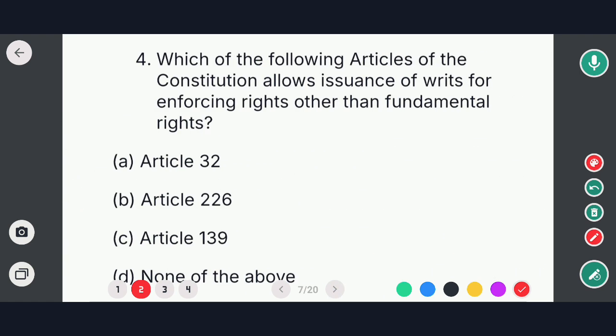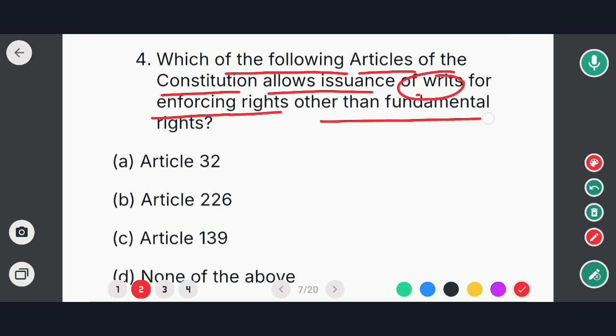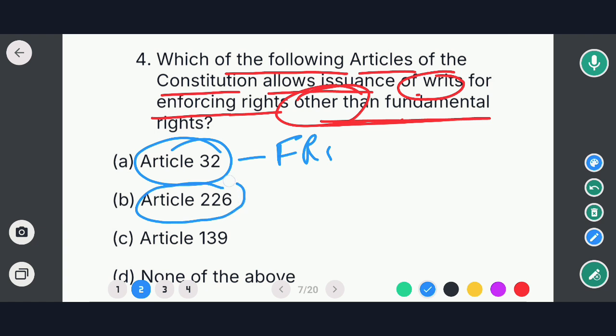Next question, look: which of the following articles of the Constitution allows issuance of writs for enforcing rights other than the fundamental right? As I already discussed earlier, Article 32 is all about violation or infringement of fundamental right. Article 226 is also the same: if there is any violation of fundamental rights, where does it go? It goes to the High Court, a writ petition is filed, and under Article 32 directly to the Supreme Court.